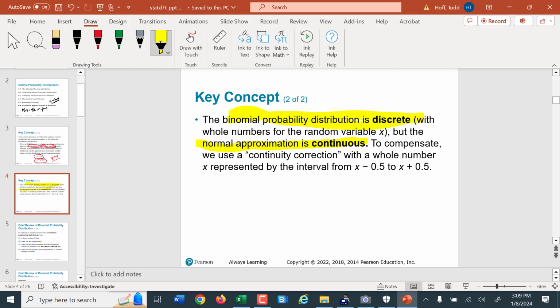Because of that, we have to convert individual values from the binomial or discrete distribution into a range. And we do that by going 0.5 below the value to 0.5 above the value for the range that we're going to look at in the normal approximation.